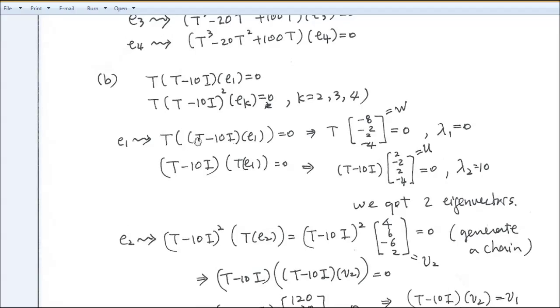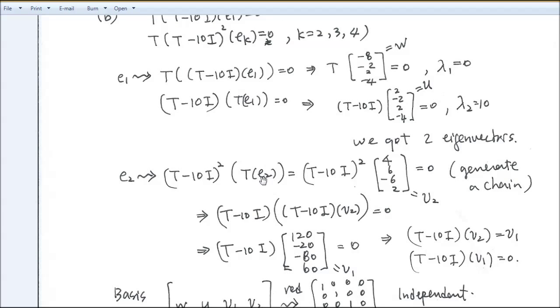So don't go to the next vector. You just swap it. Go through t first. You get this vector, 2, -2, 2, and -4. Then that vector is replaced by that. And then you're left with this operator, t minus 10I. What is this one doing? It becomes a 0. The kernel of this one is the eigenvalue 10, right? Eigenvector 10. So I get one eigenvector of eigenvalue 10 for free. So I got two eigenvectors. So you go to the next one.